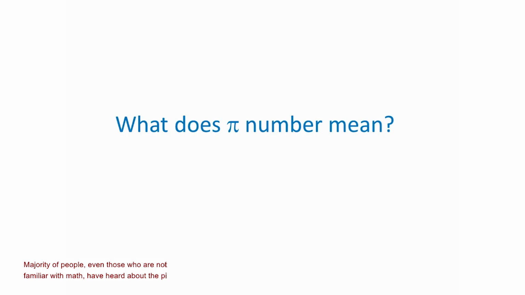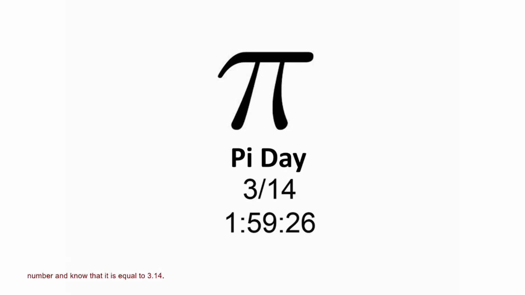The majority of people, even those who are not familiar with math, have heard about the pi number and know that it equals 3.14. But not everyone can explain where this constant came from, what it means, and why it's so important.